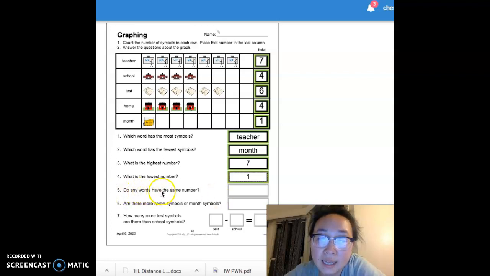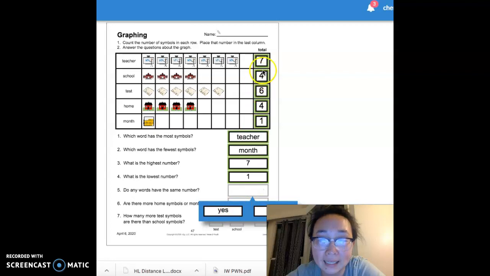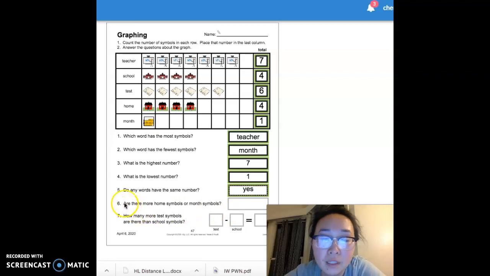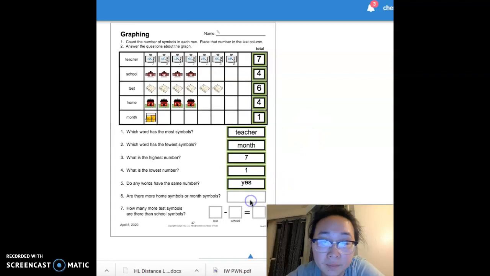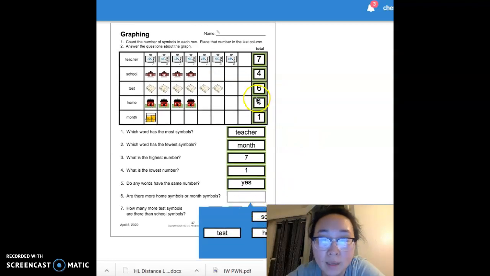Do any words have the same number? Are any of these numbers the same? So we have number 7, 4, 6, 4, 1. Are any of those the same? Yes, 4 and 4 are the same. Number 6 says, are there more home symbols or month symbols? So we have home symbols or month symbols. Which one has more? Home. Home has more because home has 4, month only has 1.